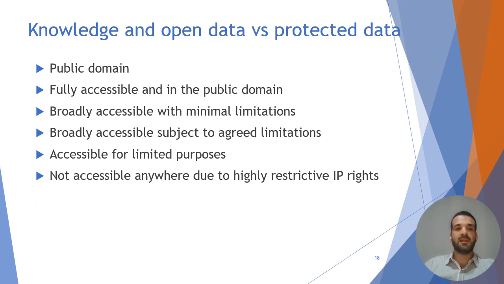And finally, we will list the difference between knowledge and open data versus protected data. There are several levels of secrecy, or openness, that we can keep. We have the public domain, where everyone has access. We have broadly accessible with minimal limitations. We have broadly accessible subject to agreed limitations, accessible for limited purposes, and not accessible at all anywhere due to highly restrictive IP rights. So there are several levels of protection that we can have for our data, our new knowledge, and so on.